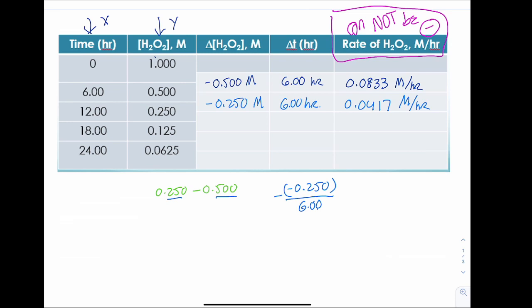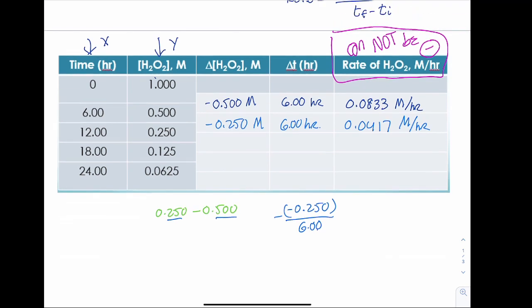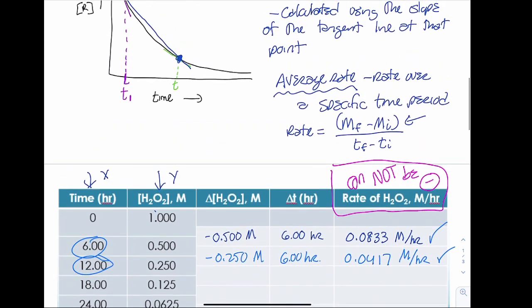So for the next boxes here, we would use those two and those two. So average rates, right? My rates over a particular time period. So what is my rate between 0 hours and 6 hours? This. What is my rate between 6 hours and 12 hours? This value. So those would be my average rates if we go back up here.